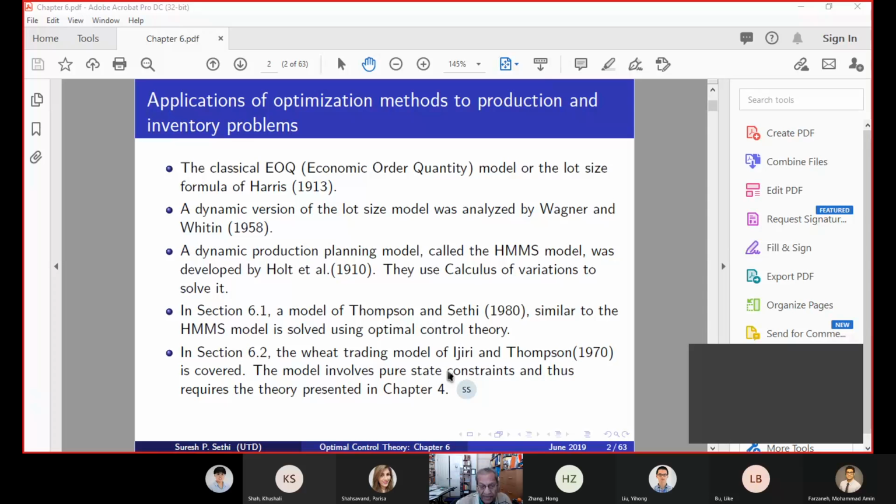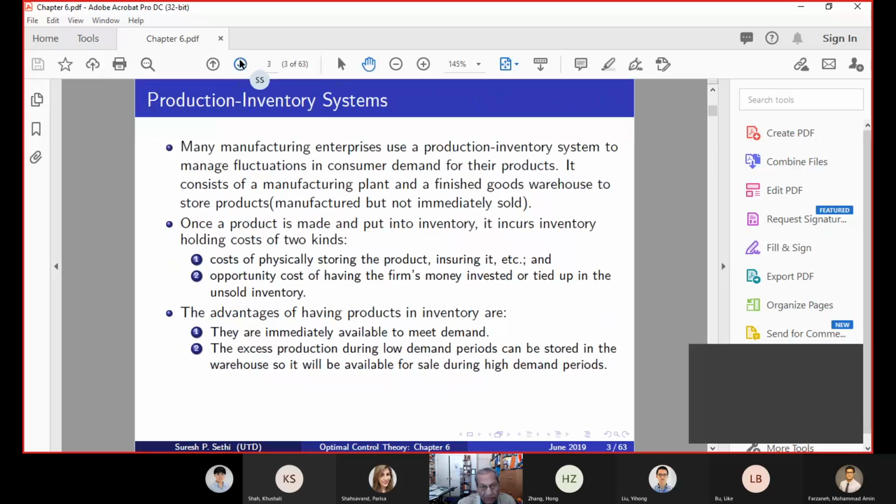What I'm presenting here was never published except in the book. I didn't try to publish that in any of the journals. But these are some of the very nice applications of state constraint problems, and it also has some other ideas. Okay.